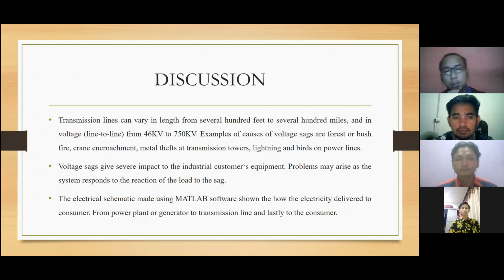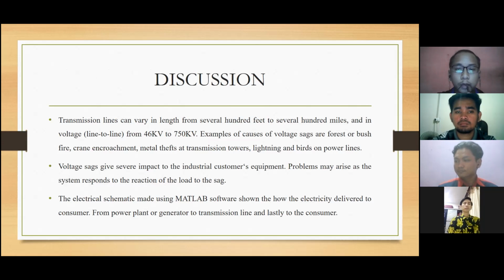The main focus of this paper is to mitigate voltage sag in transmission lines. Transmission lines can vary in length from several hundred feet to several hundred miles, and in voltage, line to line, from 46 kilovolts to 750 kilovolts. Examples of causes of voltage sag are forest or bushfire, ground encroachment, metal theft at transmission towers, lightning and birds on power lines. Voltage sag has a severe impact on industrial customers' equipment.